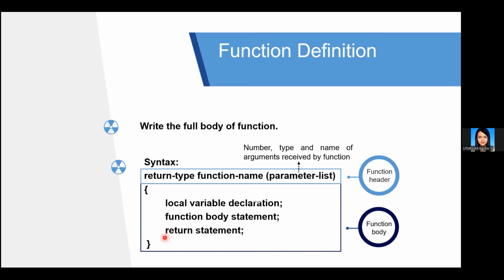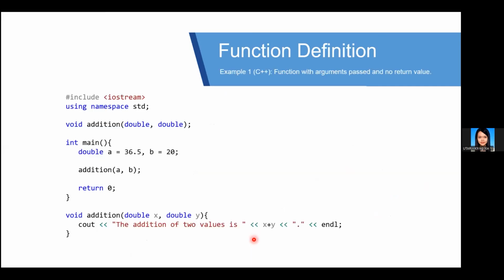And then after that, the last one, the return statement. Remember, if the function is a void function, it won't return anything, then you can remove this return statement. But if the function is a value returning function, then of course you have to include this return statement. All right, so now you know for function definition, don't forget to include the function header and also the function body. Then we move on to the first example.